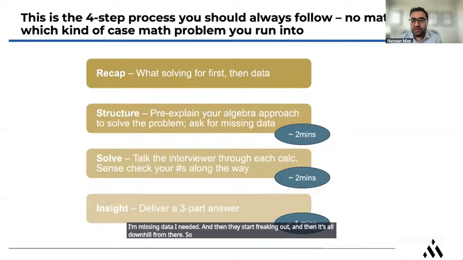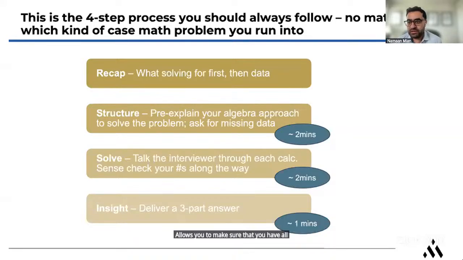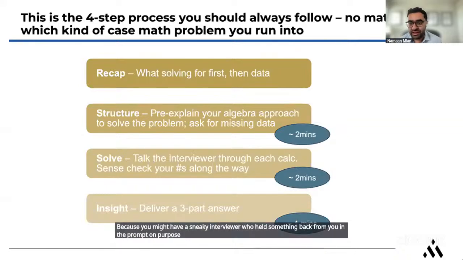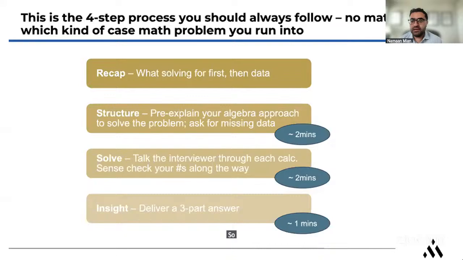So laying out your algebra first allows you to make sure that you have all the data that you need, because you might have a sneaky interviewer who held something back from you in the prompt on purpose to see if you'd realize you were missing an input that you needed. So structuring your math first will save you a ton of headaches later.